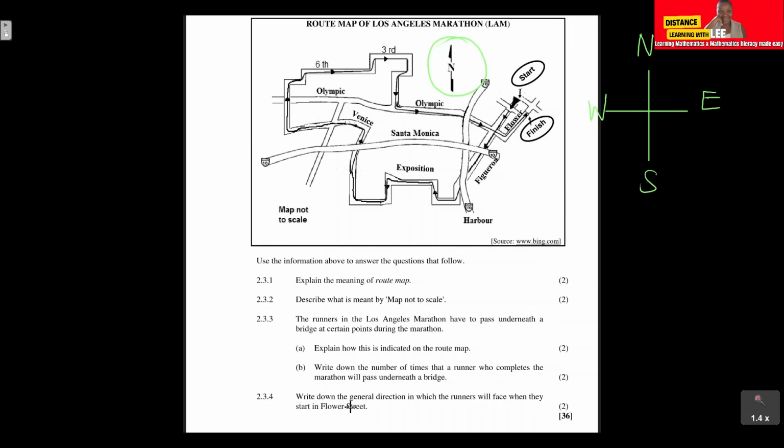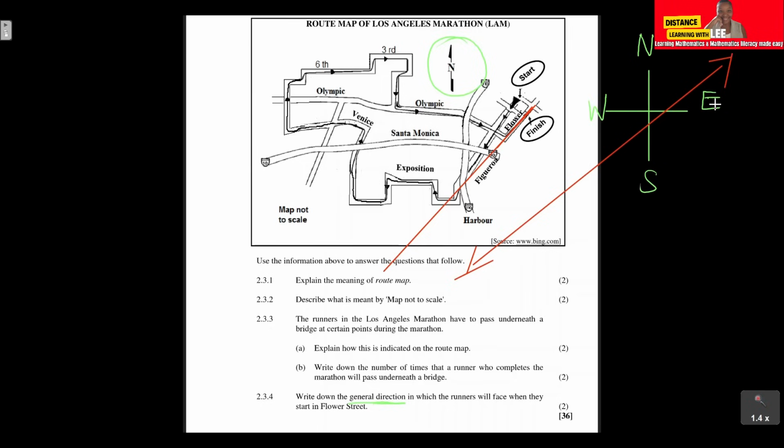Okay, so now they want you to determine the general direction in which the runners will face when they start in Flower Street. So where is Flower Street? I'm just going to highlight Flower Street. Here's Flower Street. Do you see how Flower Street is positioned? Now we're going to draw that line in the same way, parallel, on our compass, just to determine what the general direction is. Like I showed you guys, it's in that direction, meaning that the runners are going in that direction.